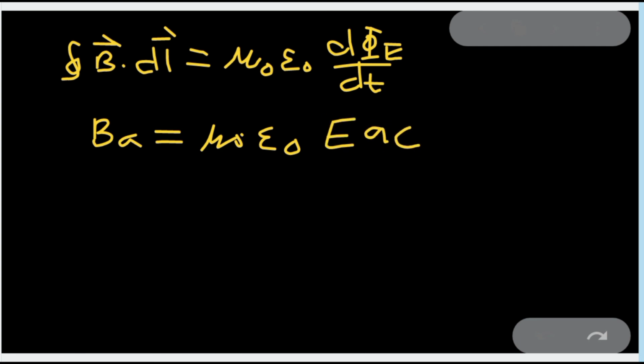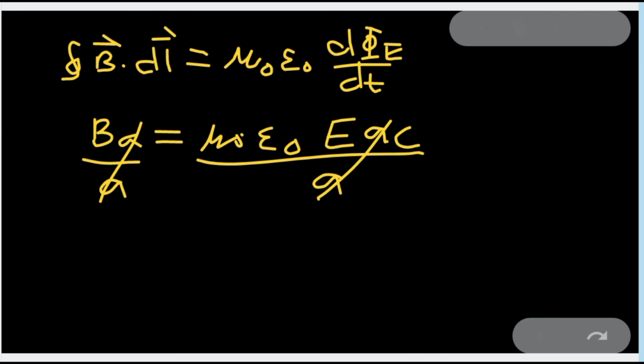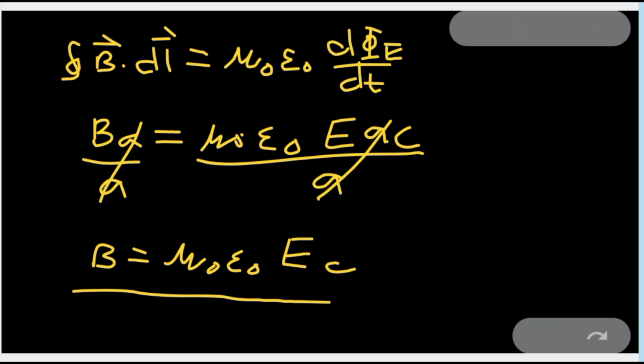Now we can further simplify it. Let's divide A both sides. So we can cancel this one. So now what we have now is B is equal to mu naught epsilon naught EC. Now, we derive the electromagnetic wave in vacuum using the Ampere's law.